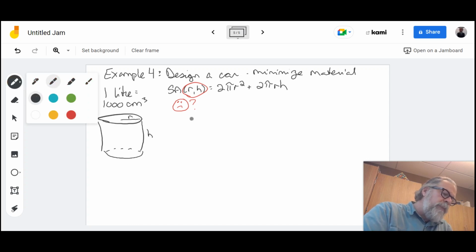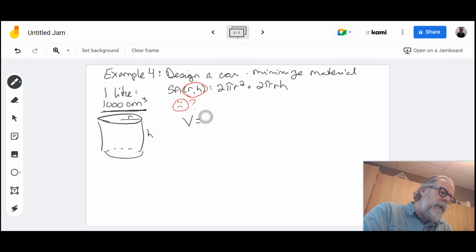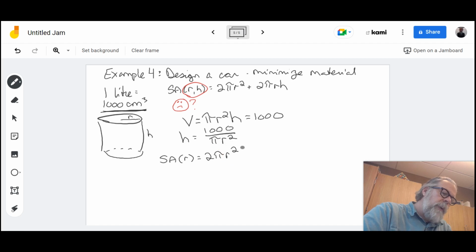Well, here's what else we know. We know that the volume of this can is 1,000 cubic centimeters, and that the volume of a right cylinder is pi r squared h. So when we set that to 1,000 cubic centimeters, we know that the height is now a function of the radius. We can plug that into surface area, and now we have surface area only as a function of radius. Doing a little simplifying, we cross off one of the r's, we cross off the pi, and we get 2 pi r squared plus 2,000 over r.